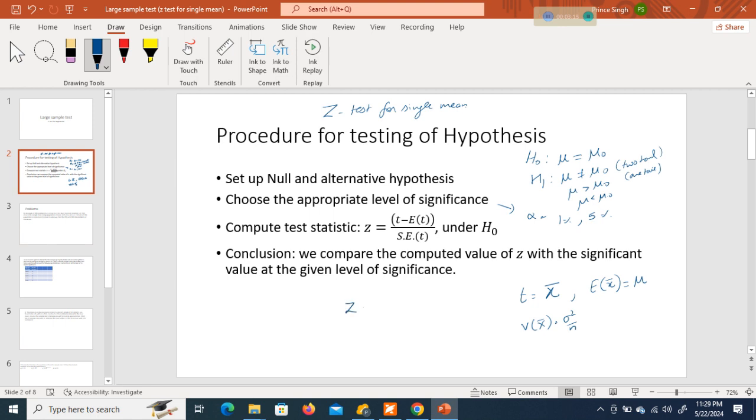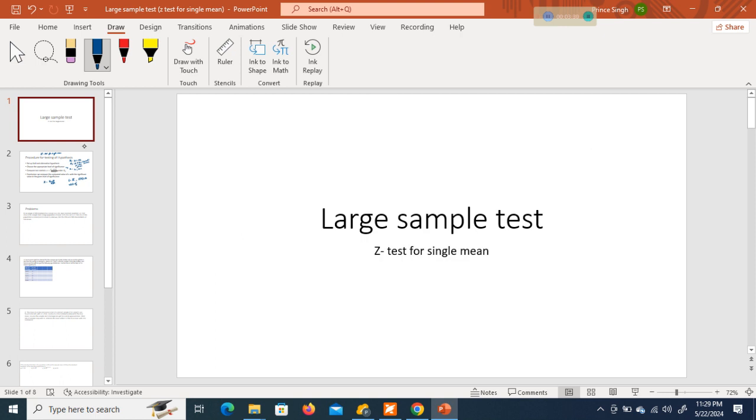So the formula of Z comes out to be x bar minus mu upon sigma upon square root of n. In the problem of the large sample test, because in this particular part we are concentrating on large sample tests, it is given in the problem that the data follow a normal distribution. Generally we are given a problem where the sample size is greater than or equal to 30. This is the condition of the large sample.